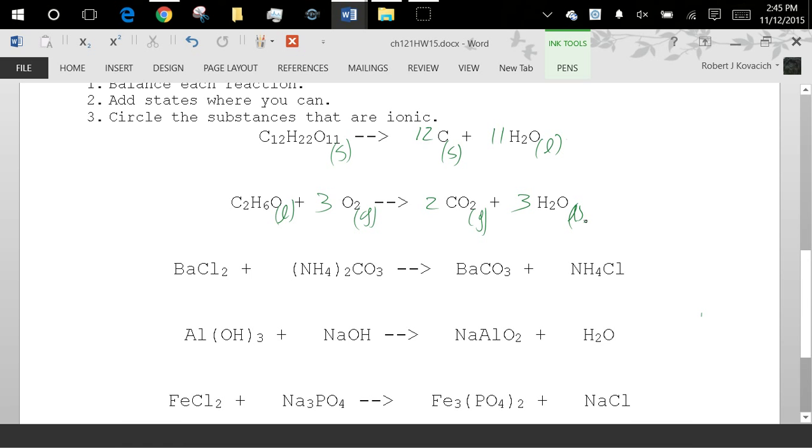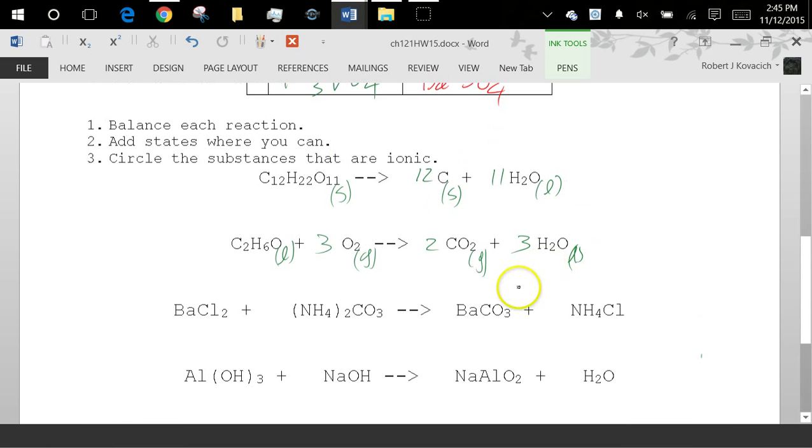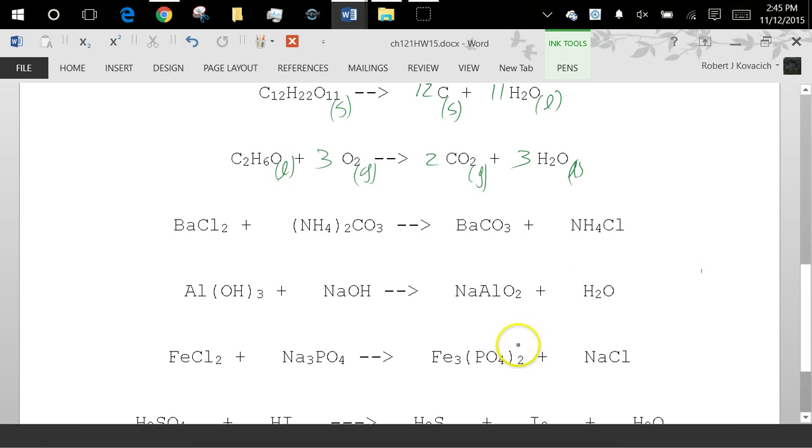What do we have? Anybody here ionic? No. No metals, no ions. Okay, next one. What are we doing for balancing? Add a 2 to the NH4CO. Okay. That balances out our nitrogens and our hydrogens. Anything else? That's it? Okay.